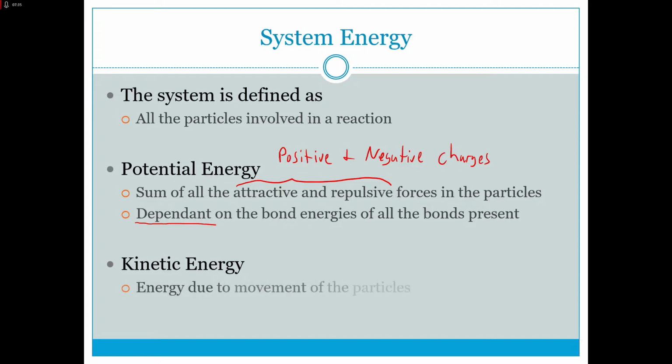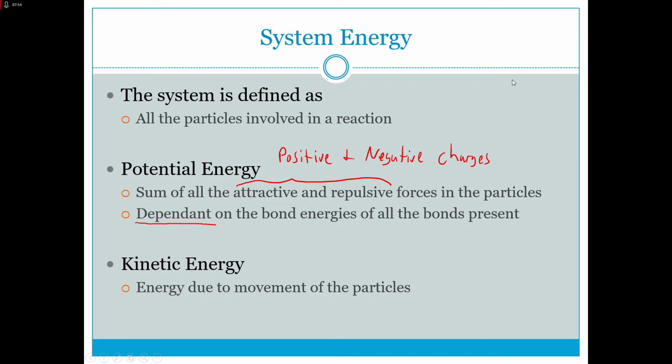If the particles are moving really fast, they will have a lot of kinetic energy. If they're vibrating very fast, they'll have a lot of kinetic energy. If they're spinning, they'll have a lot of kinetic energy. So the system energy is all of these energies combined. Okay.